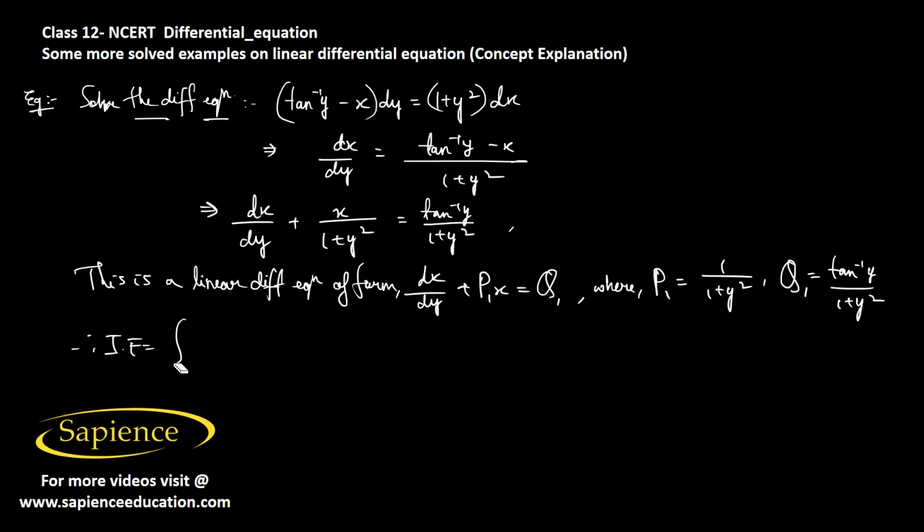The integrating factor would be e power integral p1 dy. So that would be e power integral dy by 1 plus y square. The integral of 1 dy by 1 plus y square is tan inverse y. So that would be e power tan inverse y.